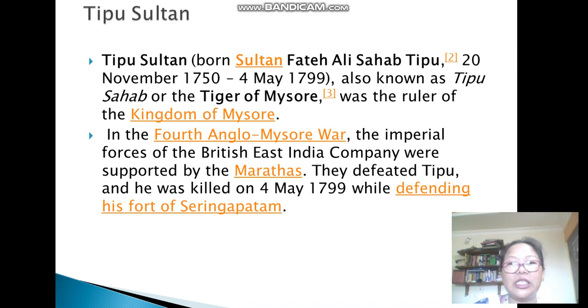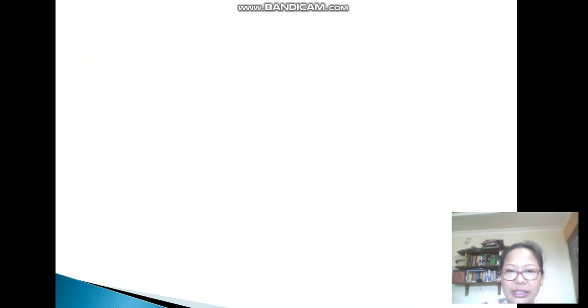But as per reliable sources from Encyclopedia Britannica, all my resources are from Encyclopedia Britannica, Tipu Sultan was defeated by the British while he was defending his fort, and the British were supported by some Maratha rulers. So once again here, Britishers did not defeat Tipu Sultan on their own. They defeated him with the help of some Maratha rulers.